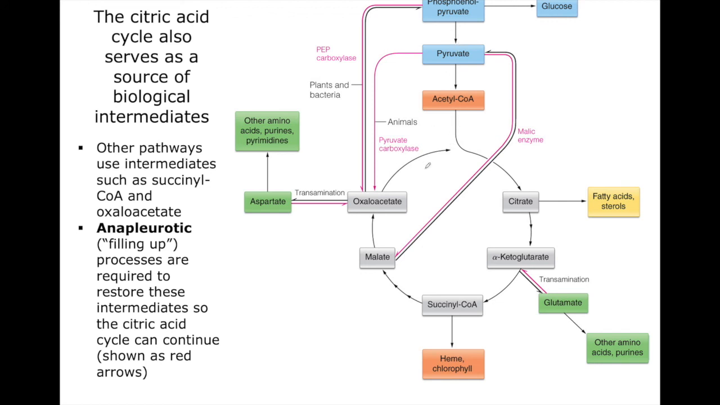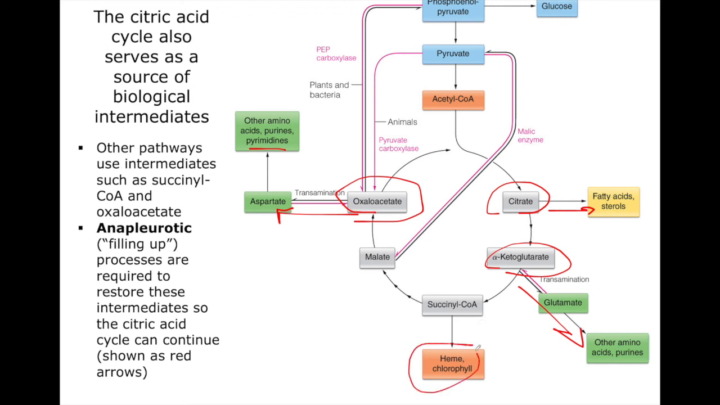For example, oxaloacetate, which is produced in our citric acid cycle, can go through a different pathway to produce aspartate and then other amino acids. So we don't have to build amino acids from scratch. We can start with these building blocks. Citrate is a building block for certain fatty acids and sterols. Alpha-ketoglutarate, again, can be used to make other amino acids. And succinyl-CoA can actually be used to make our heme group, our porphyrin ring. So this is a very important pathway, not just in energy production, but also producing intermediates that can be used for other pathways.